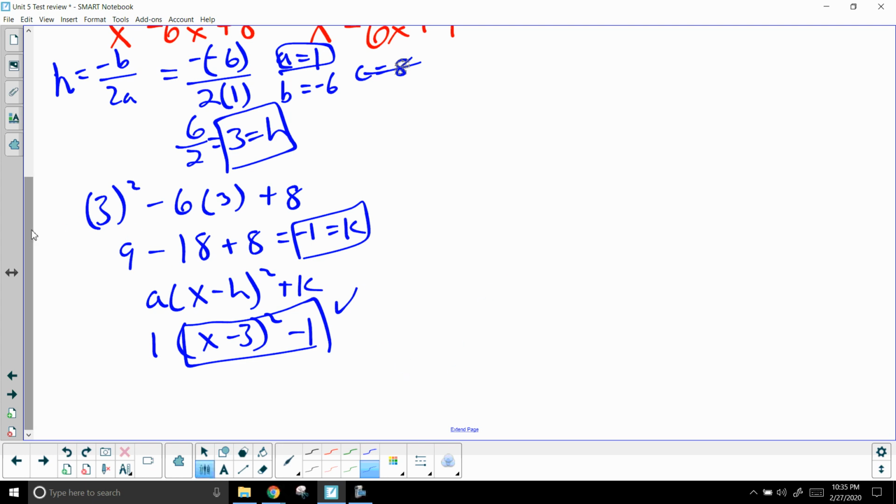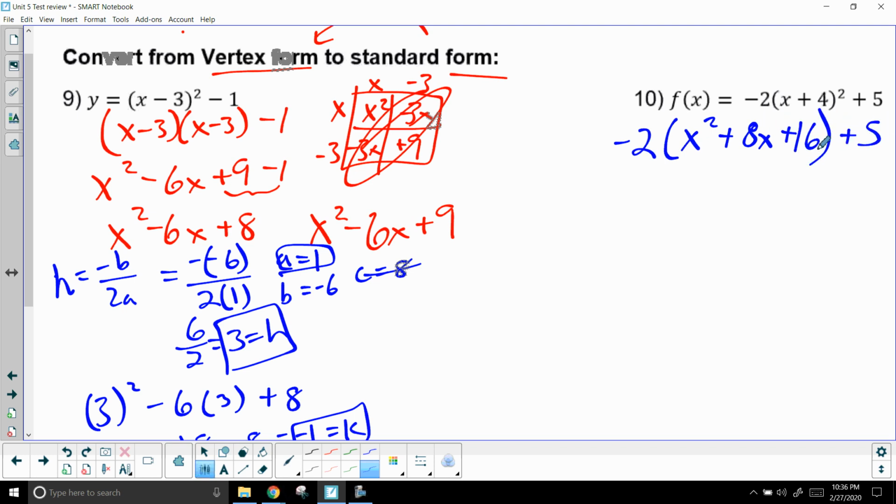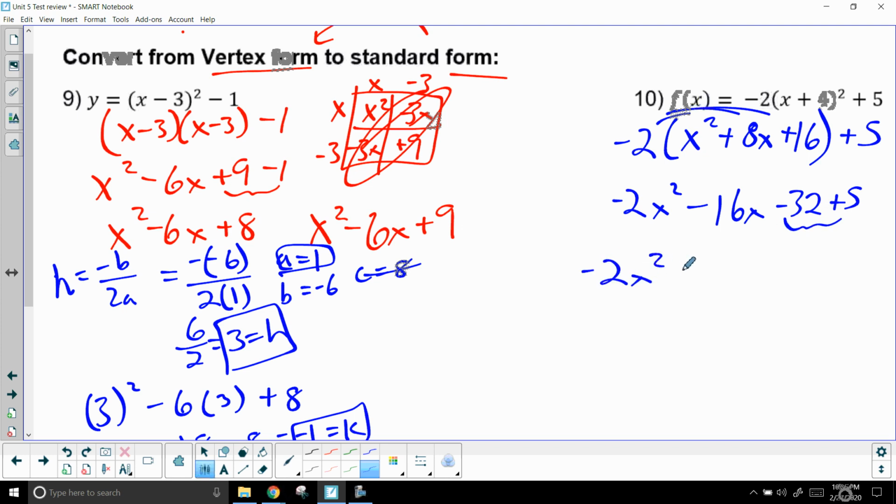Alright, I'm skipping the Punnett Square because I can multiply this in my head. So -2 times x squared plus 8x plus 16, plus 5. Then you have to distribute. You got to distribute to everything. -2x squared minus 16x minus 32 plus 5. Combine like terms: -2x squared minus 16x, and that should be -27. So there you go, standard form.